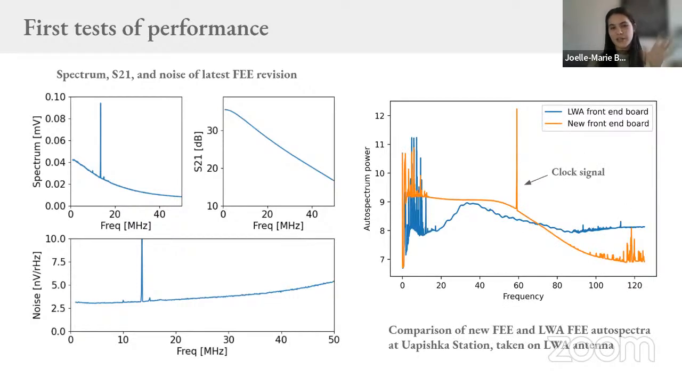And although we haven't gotten this latest revision of the board on the sky yet, last summer when we were up at Wapishka, we were also able to test the first revision of our board on an LWA antenna. And this plot here on the right is comparing our front end on the LWA antenna and the LWA front end on the LWA antenna. And what we see here is pretty promising because we're seeing a pretty flat response at the frequencies where LWA drops off. And we also see shortwave radiation rearing its ugly head, even at the very quiet Wapishka site.